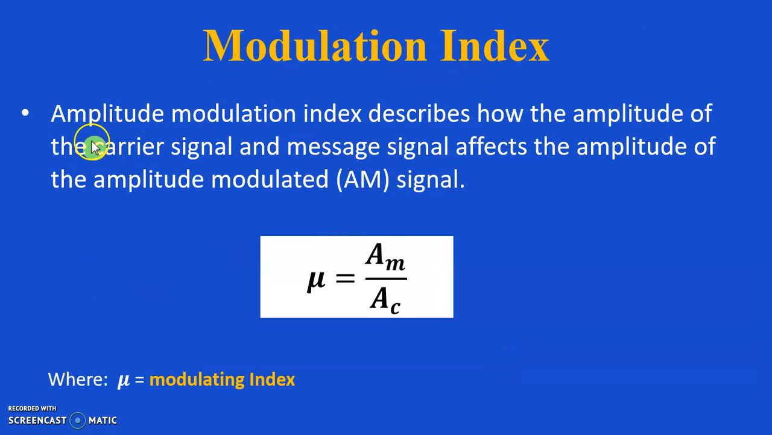Modulation index. Amplitude modulation index describes how the amplitude of the carrier signal and the message signal affects the amplitude of the AM signal. And as we have seen previously, μ is given by the ratio between the maximum amplitude of the message signal to the amplitude of the carrier signal. So let us show the importance of the modulation index.